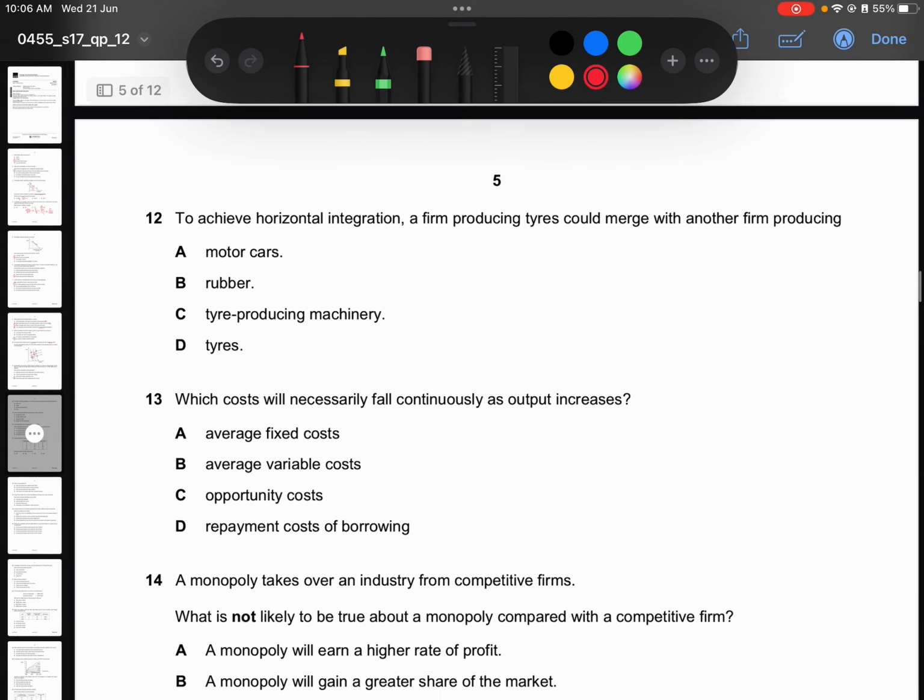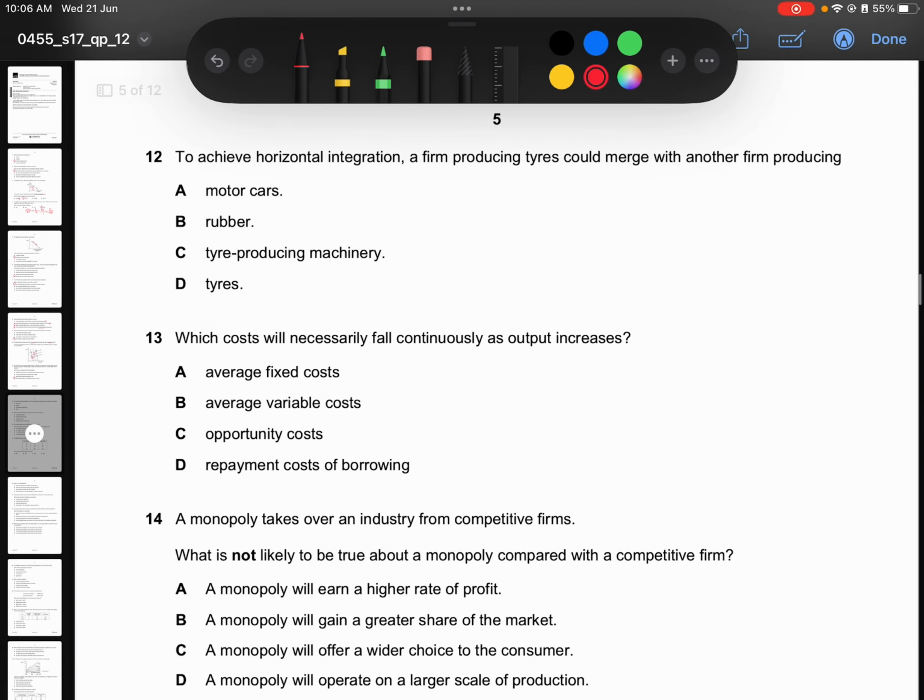To achieve horizontal integration, a firm producing tires could merge with another firm who's producing... Horizontal integration means merging with a firm that produces the same product. So, a firm producing tires has to merge with a firm producing tires.